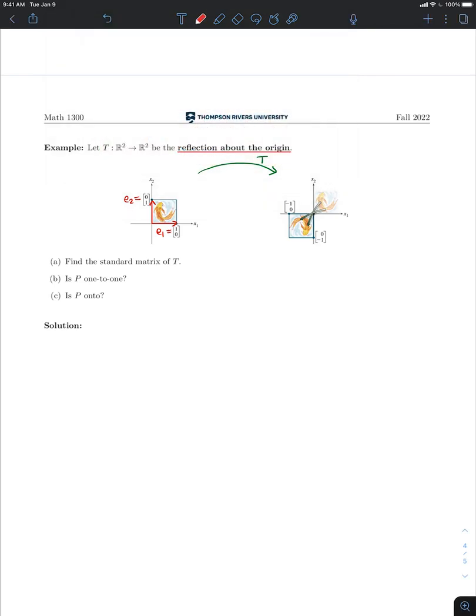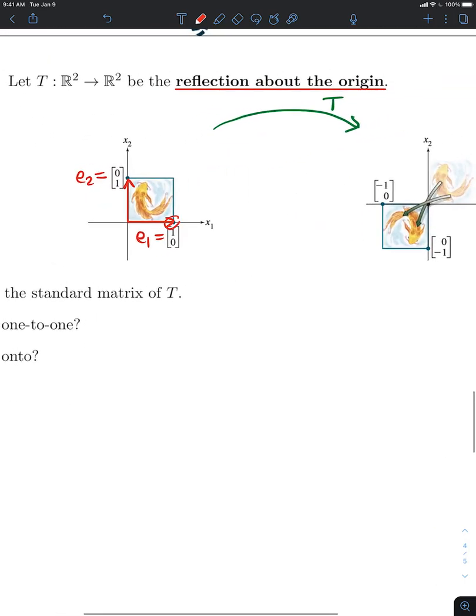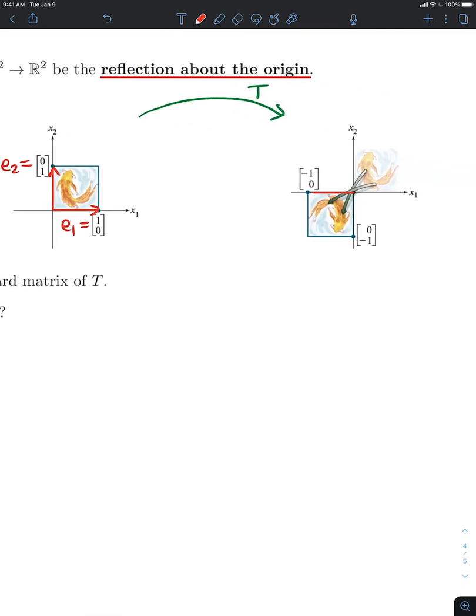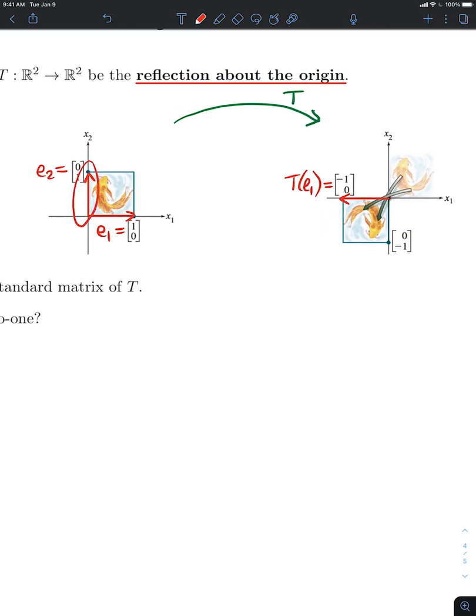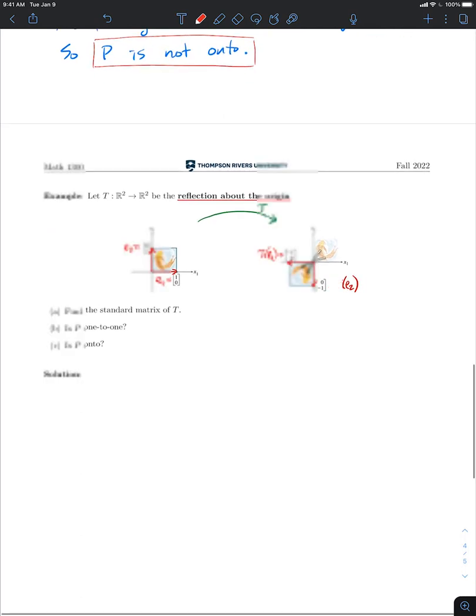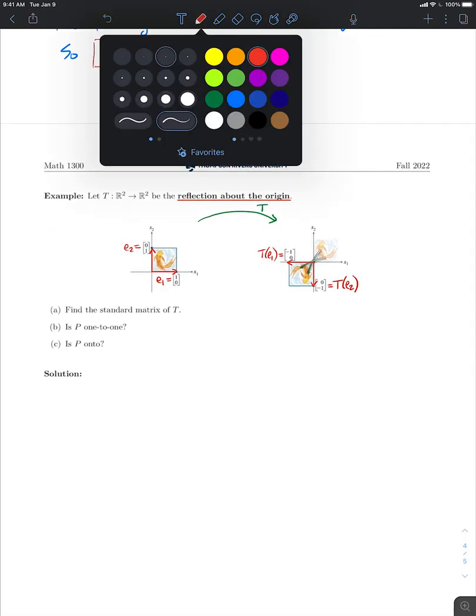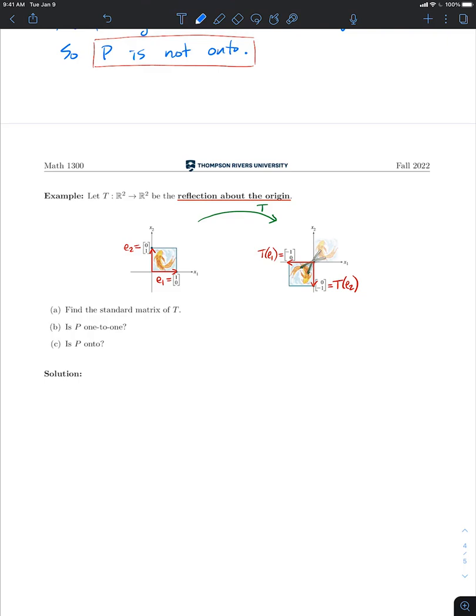Okay, so let's take a look. What did T do to each of the standard basis vectors? Well, it took E1, this one here, and it brought it over here. So now you've got T of E1 over here, right? So this is T of E1. And then T of E2 got flipped down so that it's pointing downward, so that you've got T of E2 right here. This is T of E2. Okay, and once you understand what T does to the standard basis vectors, then you have the standard matrix. And once you have the standard matrix, then you understand exactly what the transformation is doing.